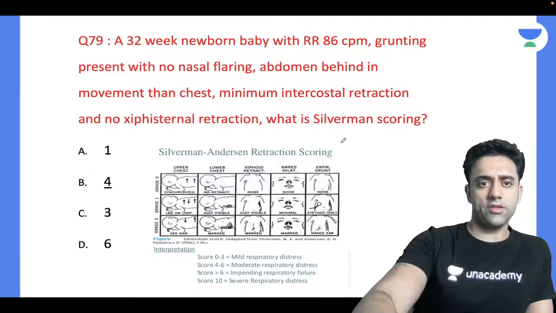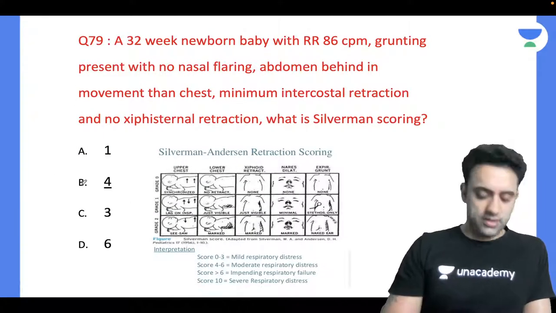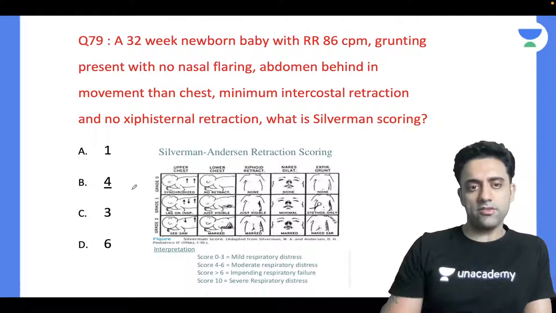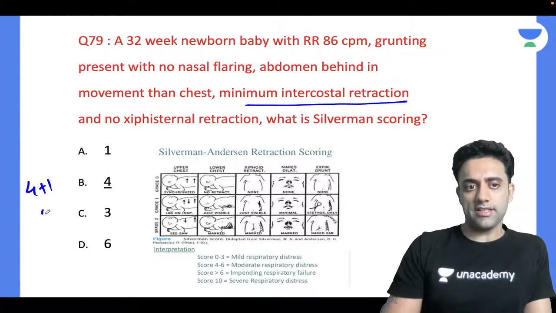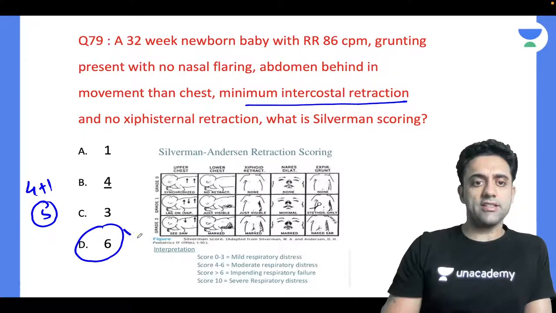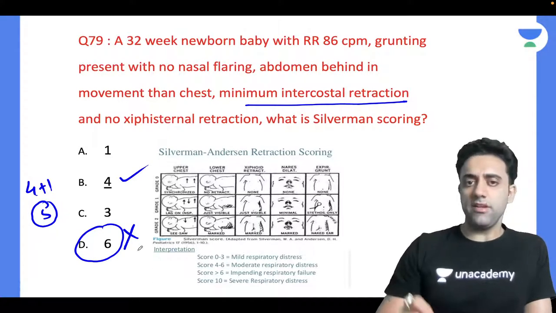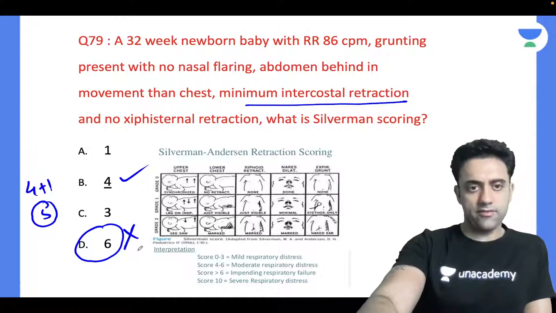What's the best answer for this question? Yeah, exactly. It's 4. Actually, the best answer should be 5, because with minimal intercostal retraction it is 4 plus 1. So 5. But 6 definitely is not coming. So our answer for the Silverman Anderson score will be 5.